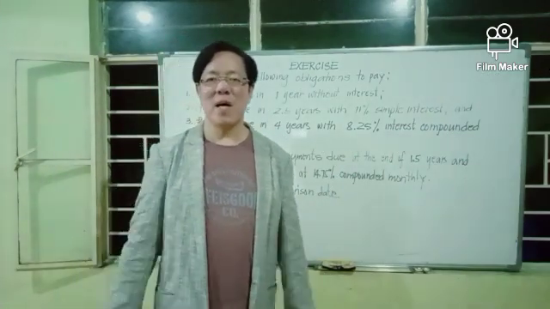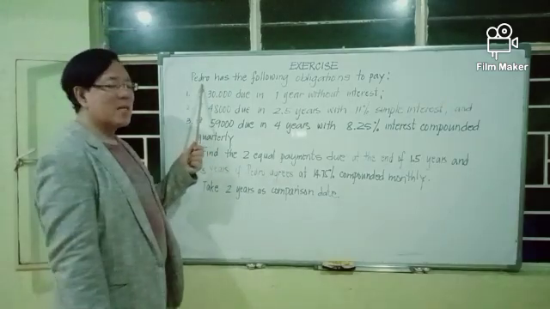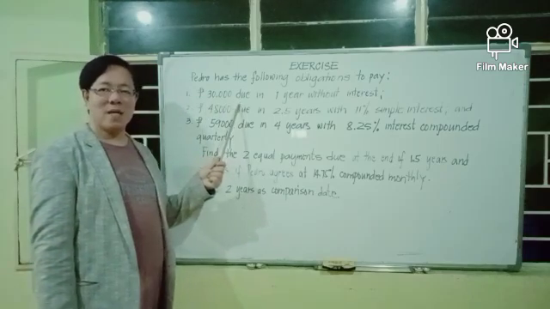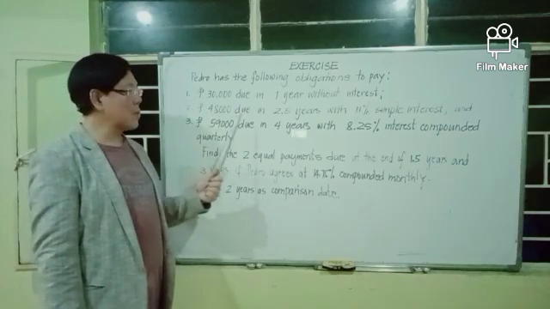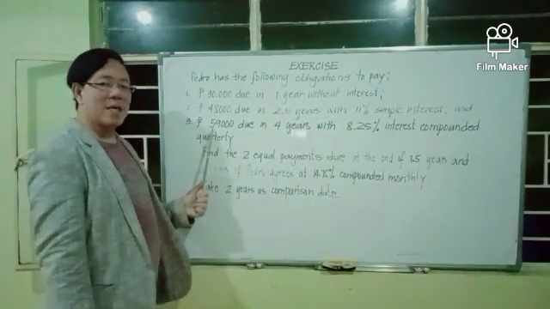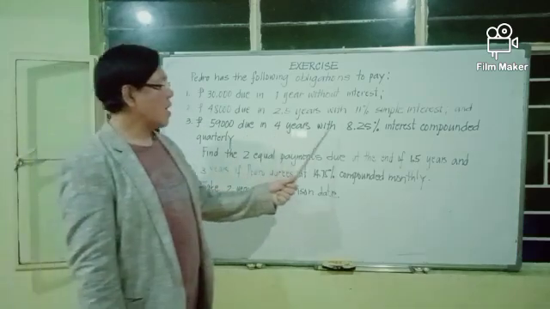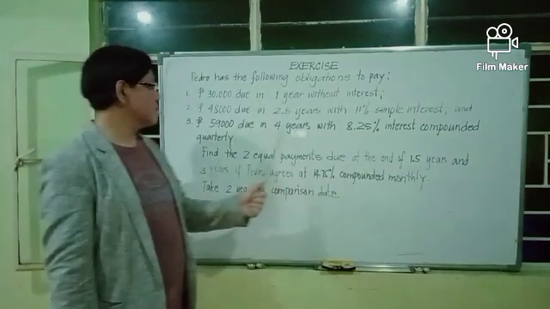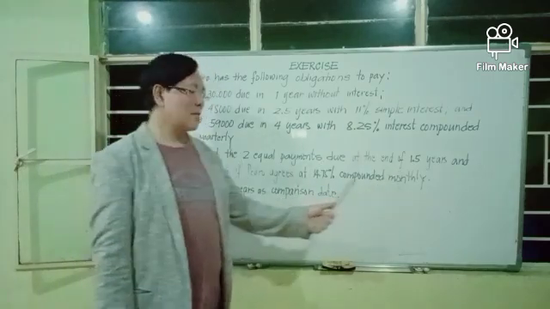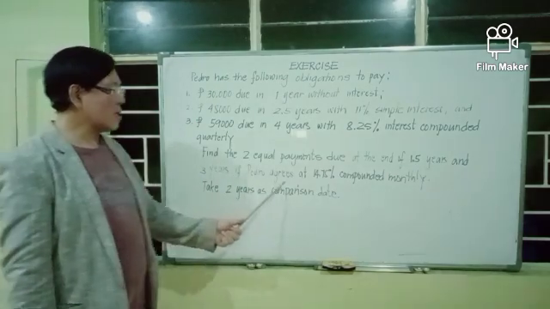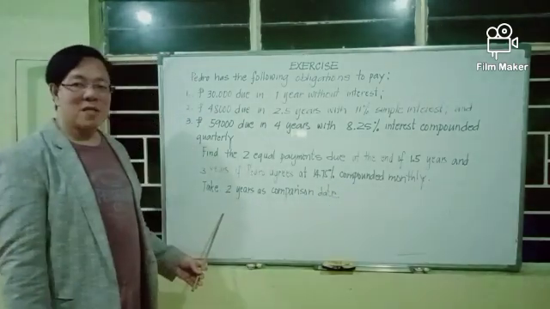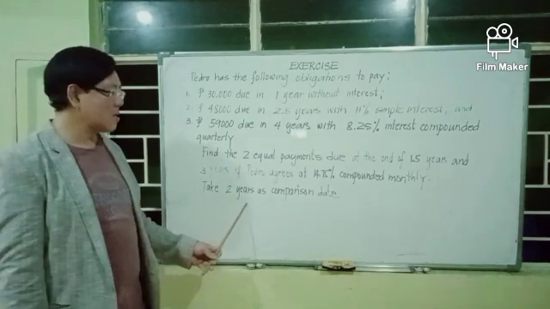For your practice, please try the following exercise. Pedro has the following obligations to pay. Number 1, 30,000 pesos due in 1 year without interest. Number 2, 48,000 pesos due in 2.5 years with 11% simple interest. And 3, 59,000 pesos due in 4 years with 8.25% compounded quarterly. Find the 2 equal payments due at the end of 1.5 years and 3 years, if Pedro agrees at 14.75% compounded monthly. For this problem, take 2 years, the end of 2 years as comparison date.